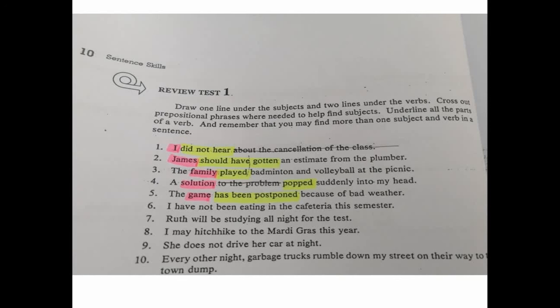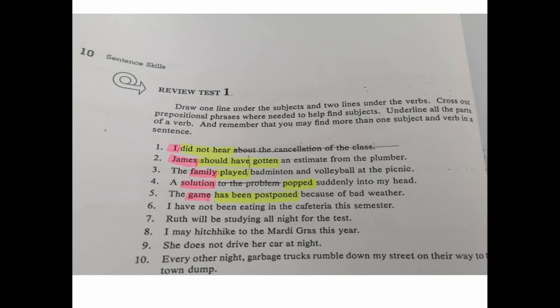A solution to the problem popped suddenly into my head. Do we have prepositional phrases? Yes, 2. To the problem. Remove it. We have another prepositional phrase in sentence 4. Into my head. Cross it out. The sentence will be left as the following: a solution popped suddenly. So what popped suddenly? Solution. Therefore, solution is the subject. It what? It popped. So popped is the verb.